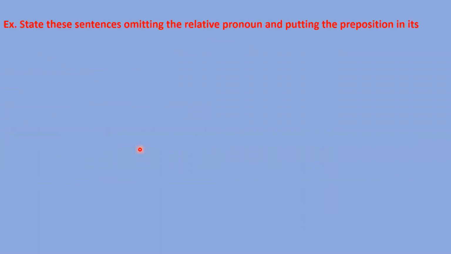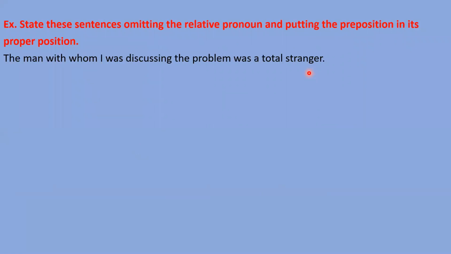So on the basis of this understanding, dear students, we will do this exercise. State these sentences omitting the relative pronoun and putting the preposition in its proper position. हमें इन sentences में से relative pronoun को हटाना है और जो preposition है उसको हमने उस clause के बाद लिखनी है. So let's do that. The man with whom I was discussing the problem was a total stranger.